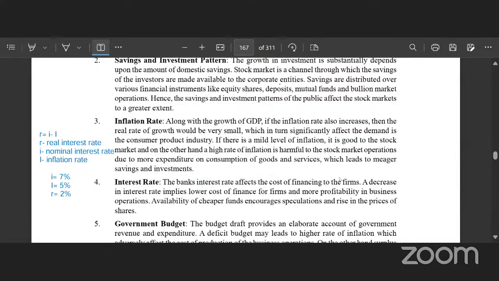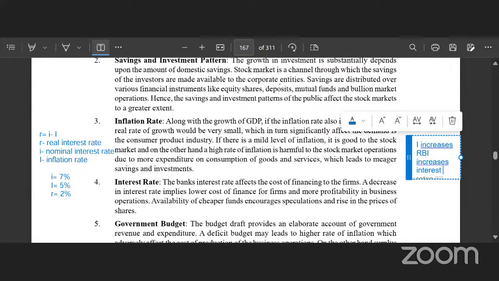The next factor is interest rate. The bank's interest rate affects the cost of financing to the firms, right? So generally, if you observe the relation between inflation rate and interest rates, if inflation rate increases, RBI increases the CRR, SLR, right? Increases the interest rates.